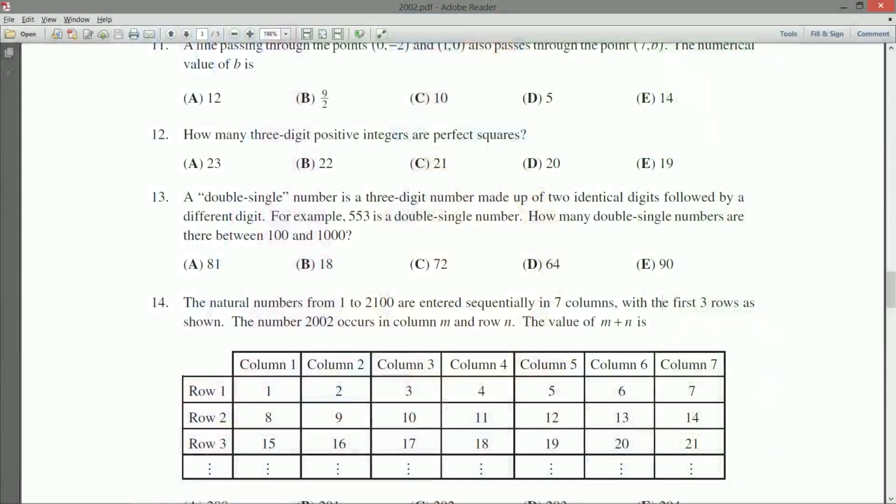What was question number 13? A double single number is a three-digit number made up of two identical digits followed by a different digit. For example, 553 is a double single number: two identical digits followed by a different digit, a digit that is not 5. How many double single numbers are there between 100 and 1000?